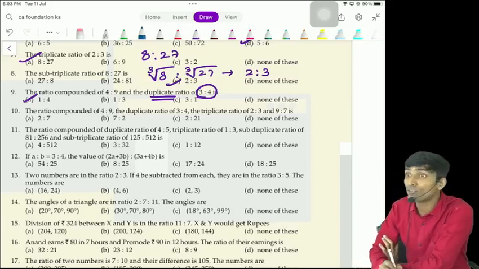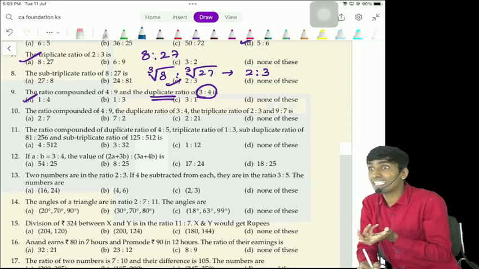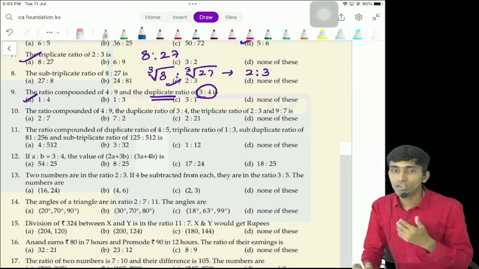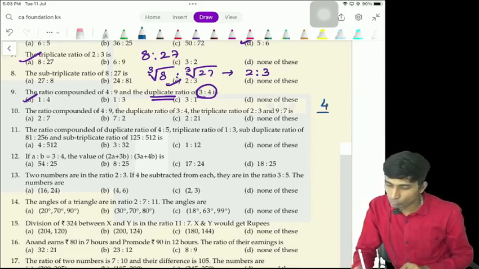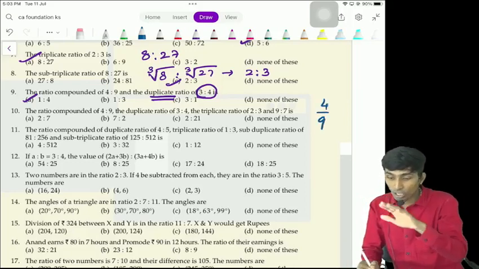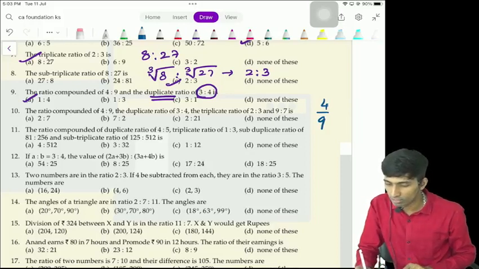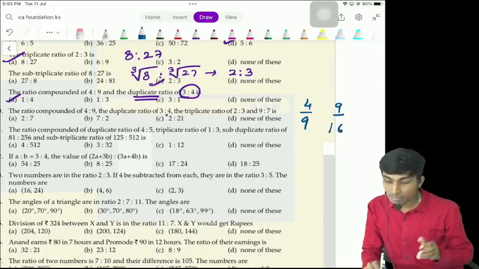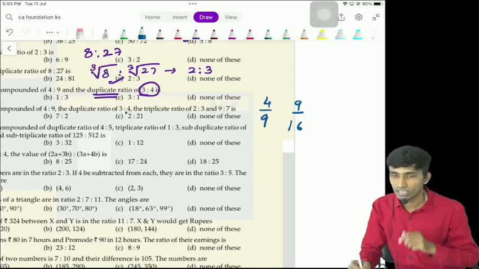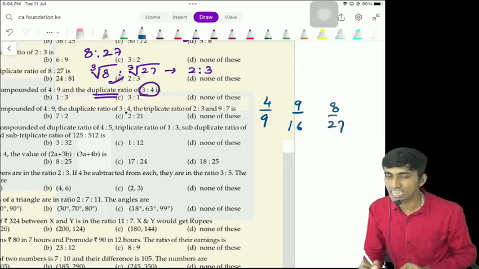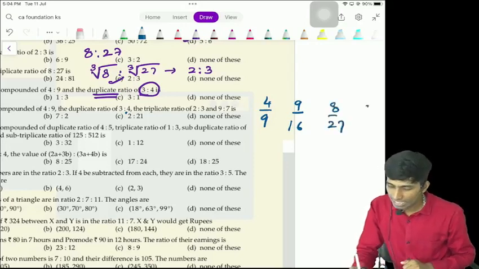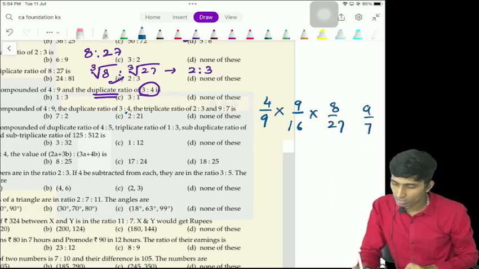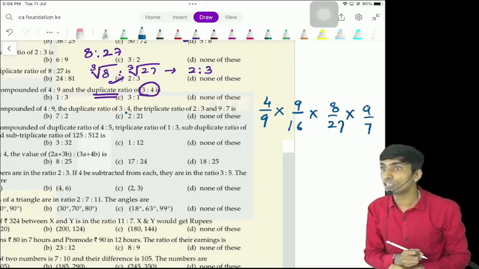Listen. Compound of, now you have to understand their language. Compound of means what? Multiplication. Compound of what? 4 is to 9 means one number is 4 by 9. Correct. Duplicate of 3 is to 4 is what? 9 by 16. Okay, 9 by 16. Triplicate of 2 is to 3 means what? 8 by 27. And the last number is what? 9 by 7. Don't do anything to this. Compound all this. Compound means what? Multiply. You understood? You'll have to understand.